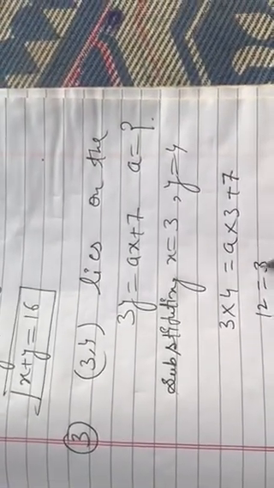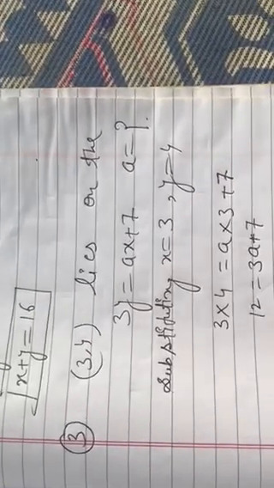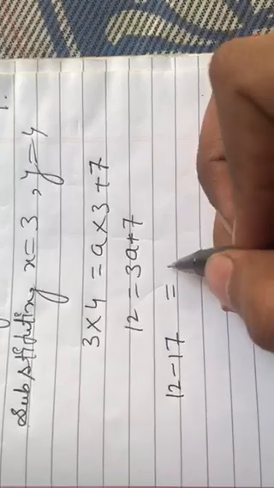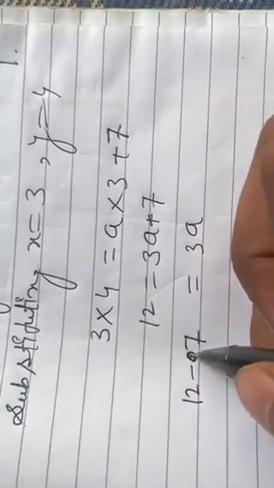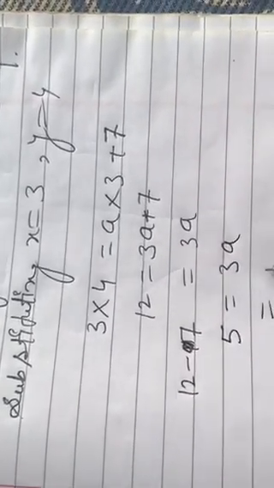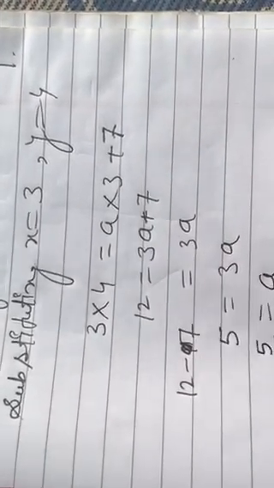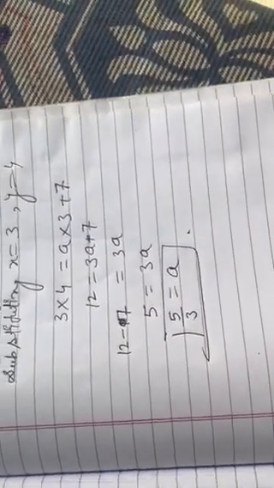12 equals 3a plus 7. 12 minus 7 equals 3a. It is 7, not 17. So 5 equals 3a and a equals 5 by 3. 5 by 3 is the required value of a.